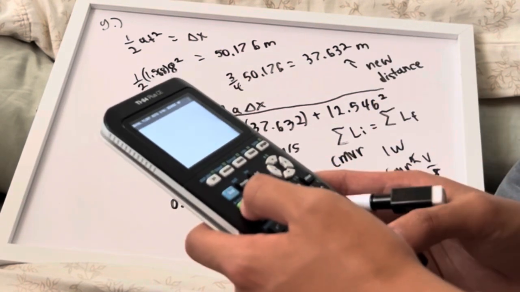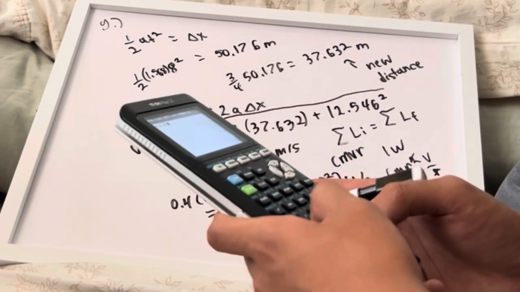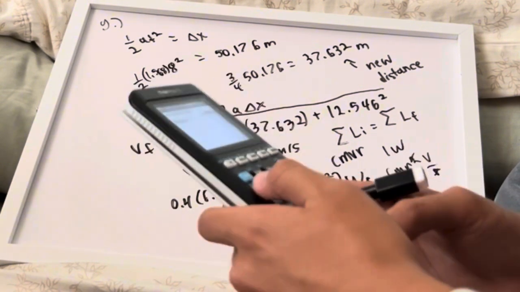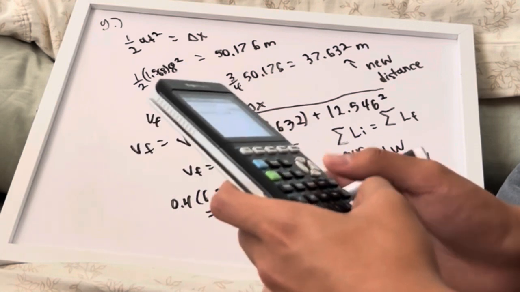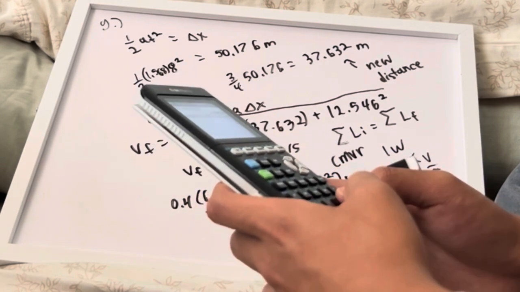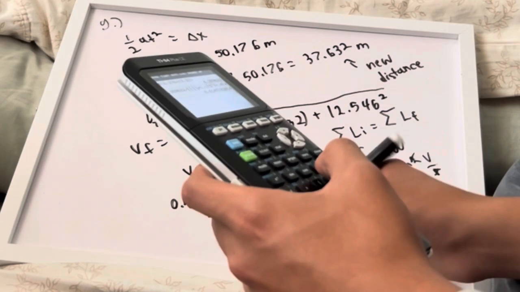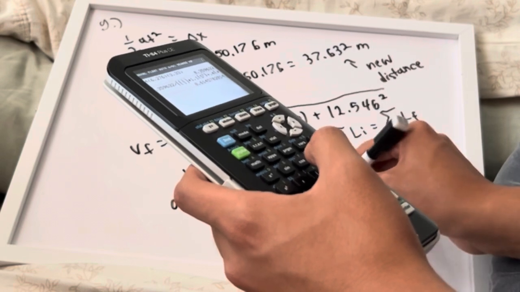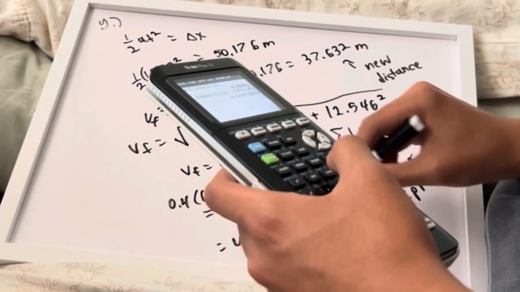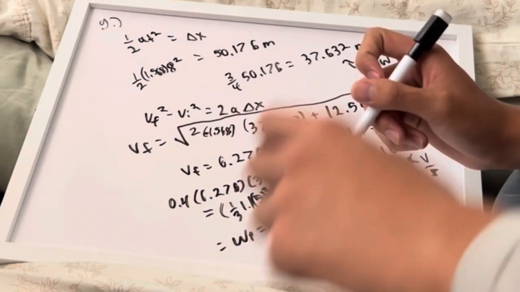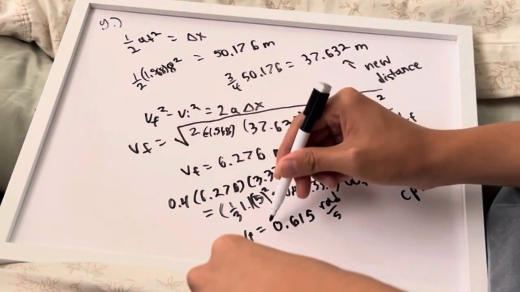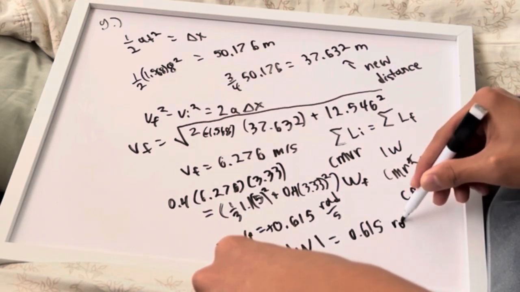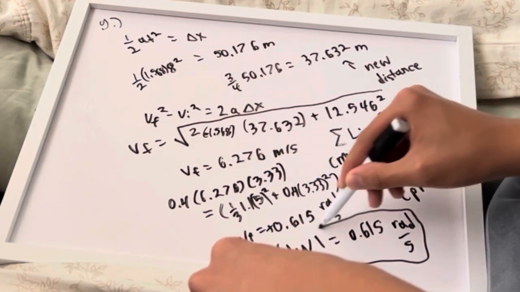the block rod system. Okay, so 0.4 times 6.276 times 3.33, and that's going to be divided by 1/3 times 1.1 times 5 squared, plus 0.4 times 3.33 squared. Okay, that's going to get my Wf to be equal to 0.615 about there, rads per second, right? And then since it's going to hit and go counterclockwise, actually counterclockwise is the positive direction, but they want the angular speed, right? So I can get rid of the sign, and it's going to be 0.615 radians per second. Like so.